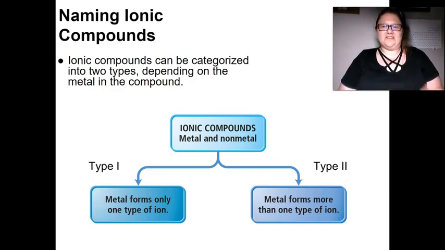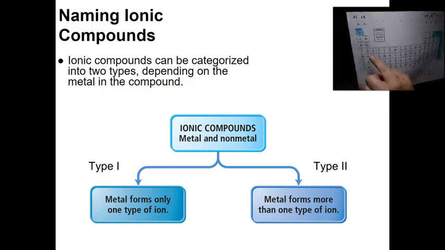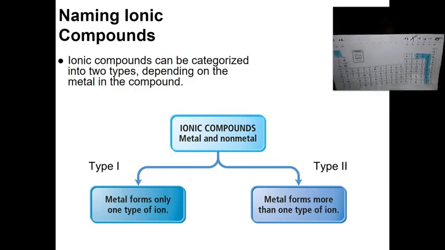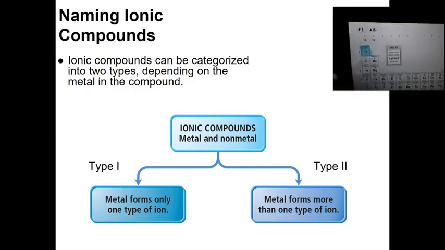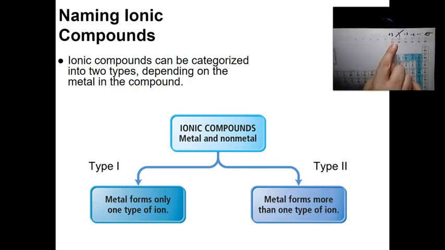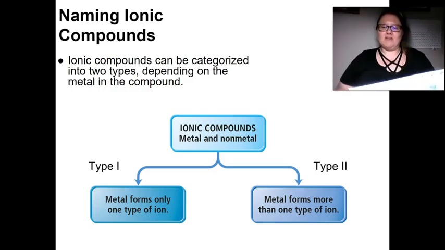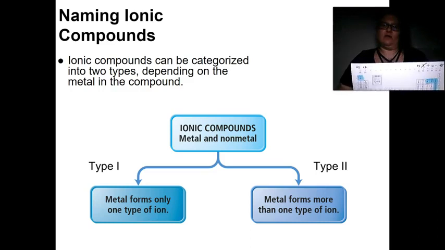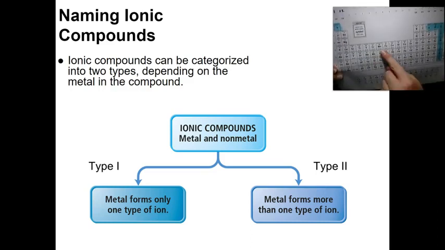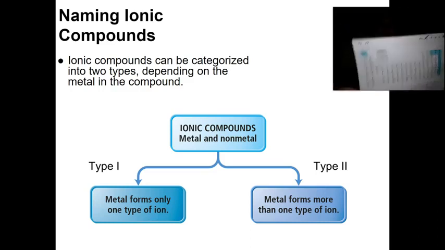Okay, ionic compounds, as we see here, are a metal and a non-metal coming together. We have 2 different types that can form. One type is when we have a metal that is always the same charge. So type 1 refers to an A group metal. So that is group 1A, group 2A, or group 3A. The type 2 on the right is when the metal can form more than one type of ion, and that refers to the transition metals in group B.